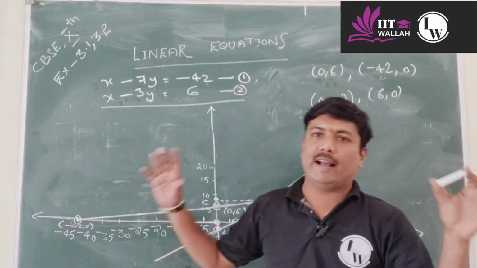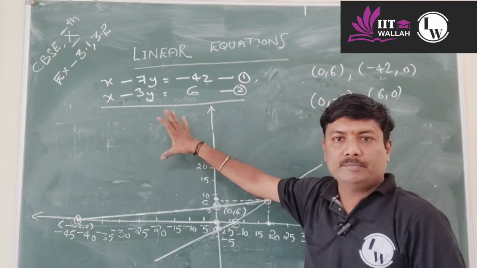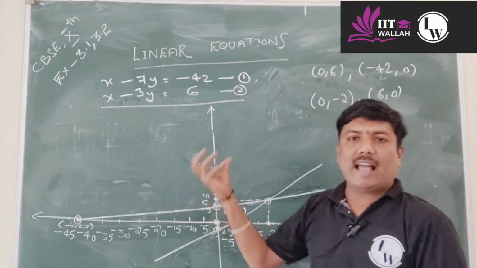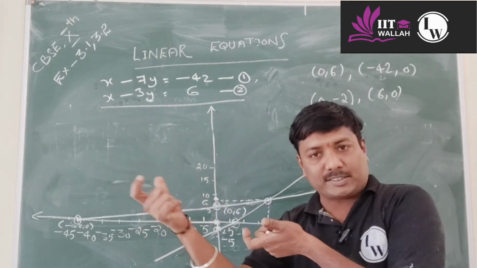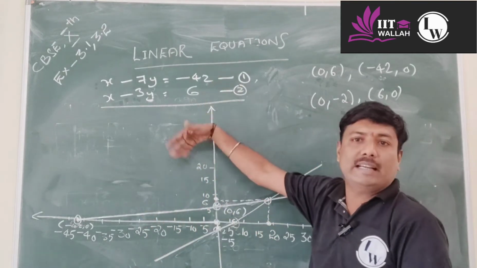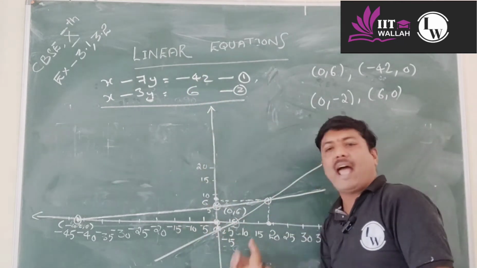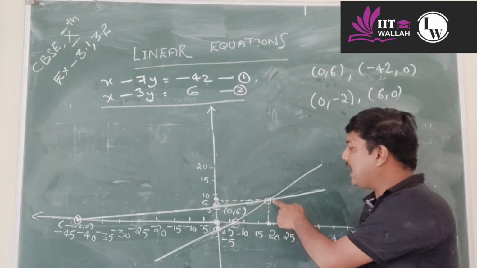So you understood how we can solve graphically? First, we will make the linear equations. Then we will draw a table. We will take x equal to 0, then find the corresponding y. Then we will take y equal to 0, then find the corresponding x in both the equations. Then using those coordinates, we will draw a graph like this. We will get two lines which will intersect at a point.